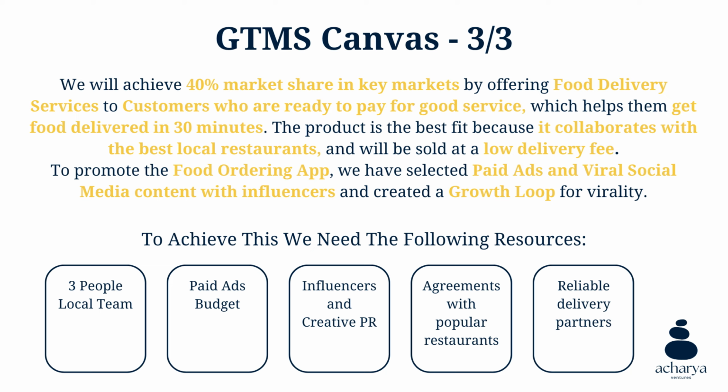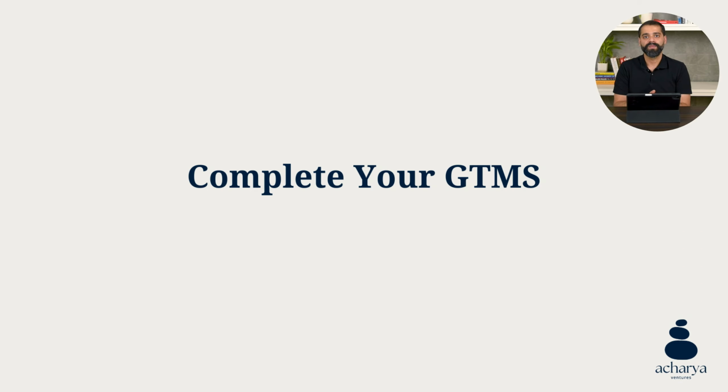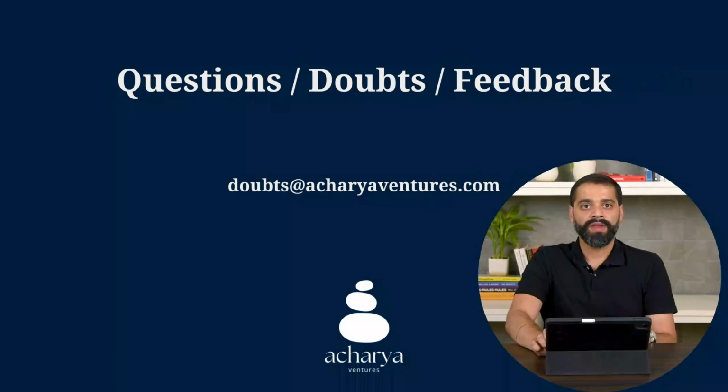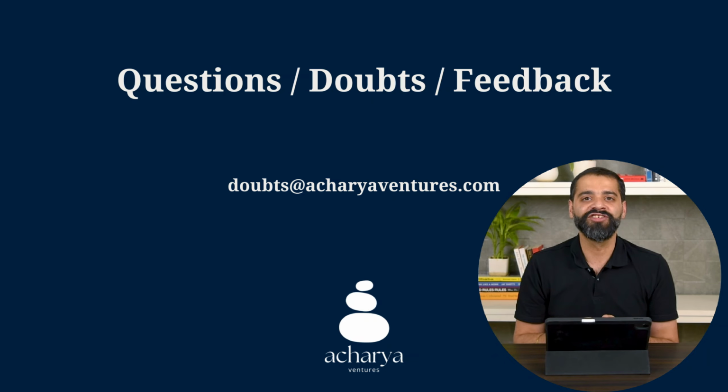To achieve these goals, the mission critical things that they need are a 3 people local team, paid ads budget, influencers and creative PR, agreements with popular restaurants, and reliable delivery partners. So go back to the framework and do this for yourself after the end of this module. Send us your 3-line GTMS. We'd love to see what you created.